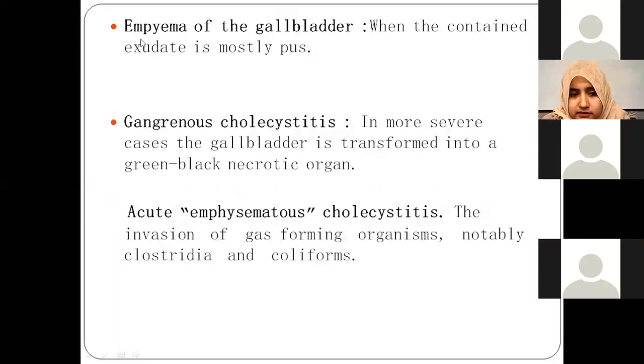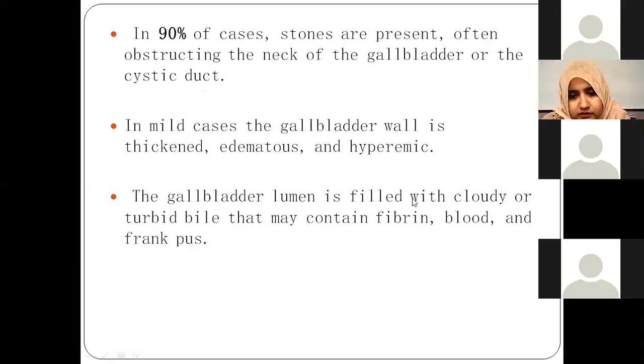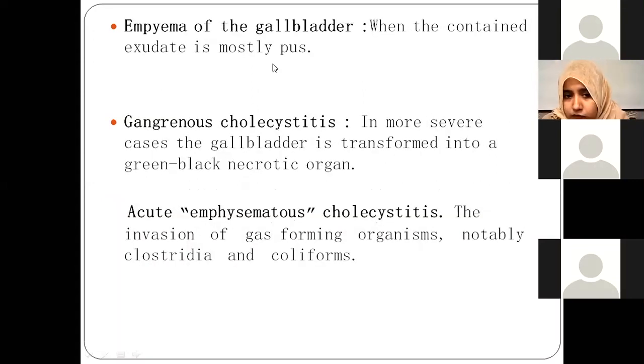Now discussing what else can happen with the gallbladder along with cholecystitis. It can end up into an empyema. It can end up into a gangrenous cholecystitis and also acute emphysematous cholecystitis. So what is empyema? When the contained exudate is mostly pus, it is empyema. What we discussed here, that it may contain fibrin, blood, and frank pus as well. Now, the frank pus is so much that it has obscured fibrin and blood in it, and it has turned into empyema of the gallbladder.